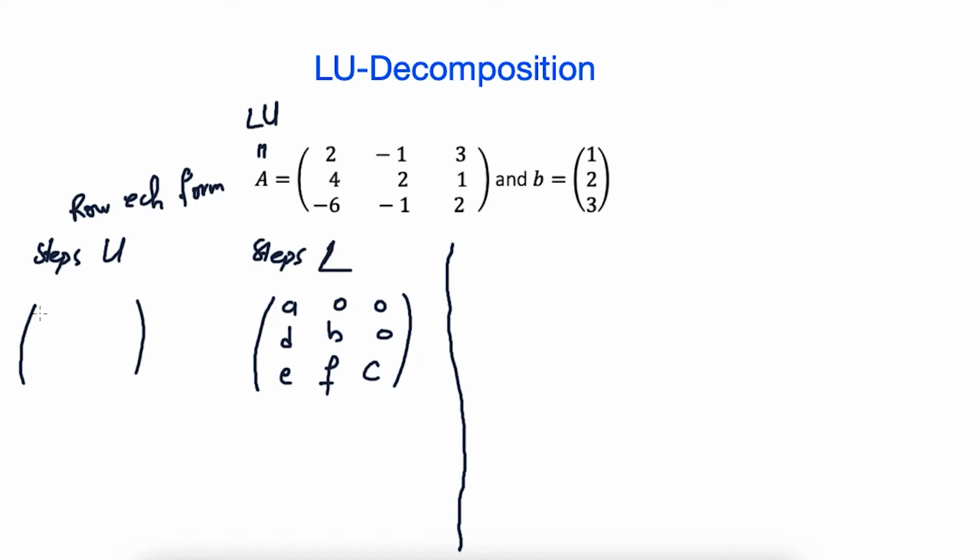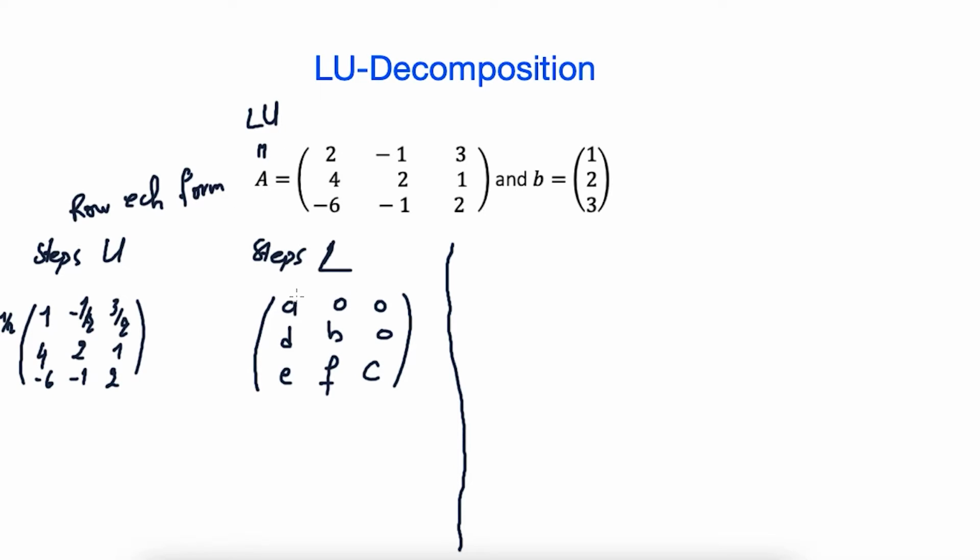So first, to get 1 here, we'll divide this row by 2. So it will be 1, and here minus 1 over 2, and here 3 over 2. This is the first step, and in this step we won't change the other rows, so it will be 4, 2, and 1, and minus 6, minus 1, and 2. The row was multiplied by 1/2, so in this case we multiplied this row here by 1/2.